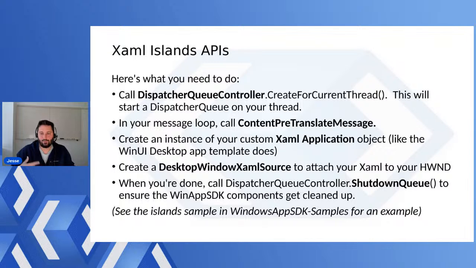In the second bullet, we have a function called ContentPreTranslateMessage that looks at the message behind the scenes and does a lot. So in your message loop, you want to call that to make everything work right. And then the third bullet, like you would today in a WinUI desktop app, you have your own instance of your custom XAML application object, and that works like it would in a normal XAML app. And then you're ready to go. You can create a DesktopWindowXamlSource and put it into your HWND wherever you want. When you're all done, you call DispatcherQueueController ShutdownQueue, and that ensures an orderly shutdown of the WinApp SDK components on the thread.